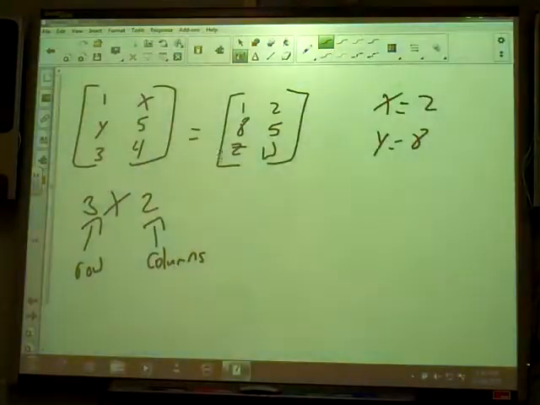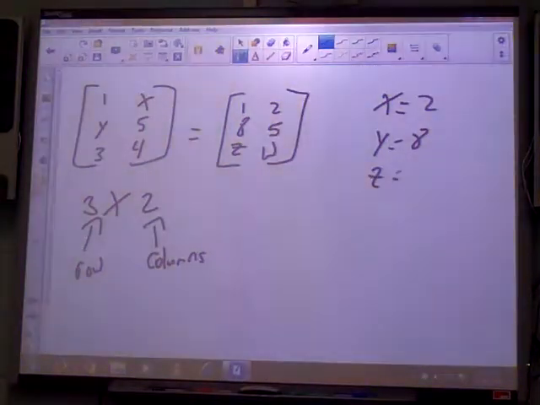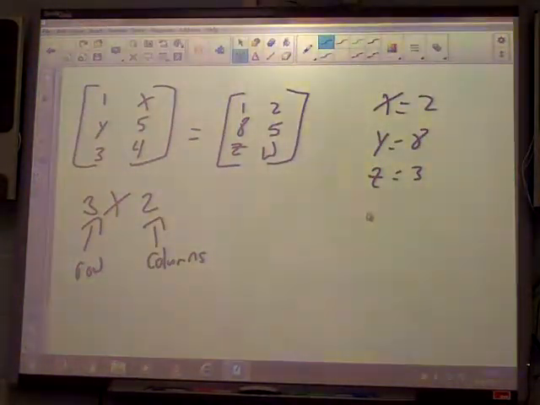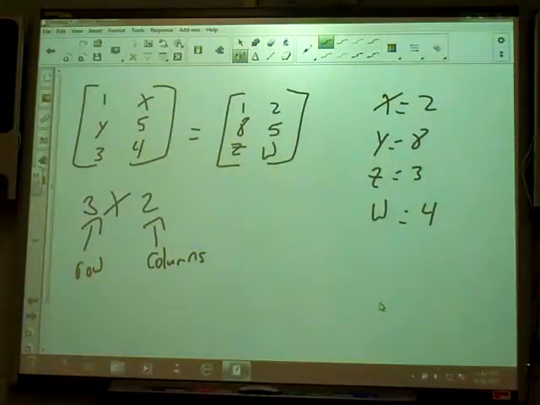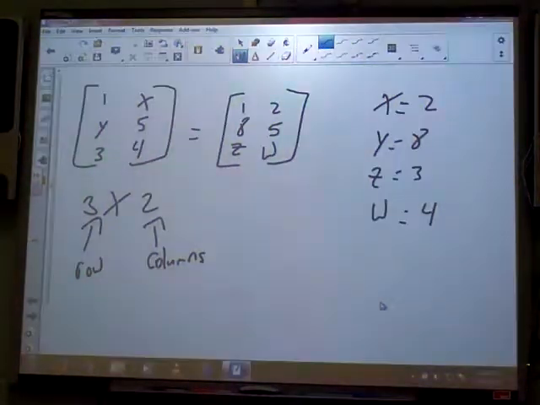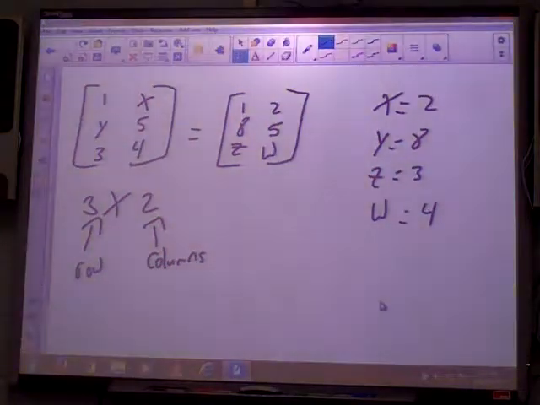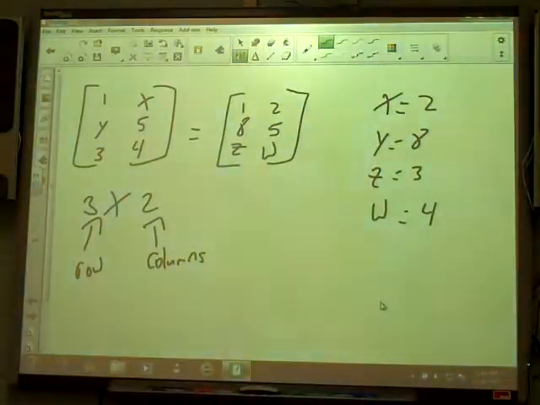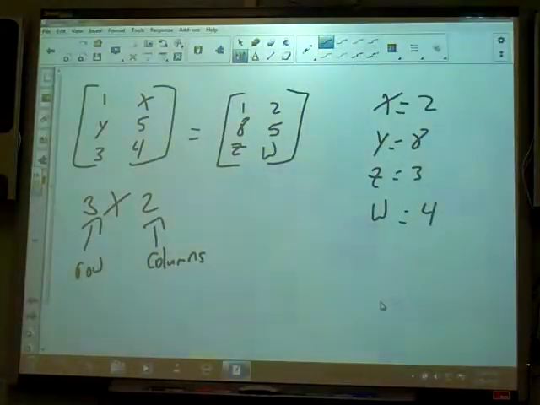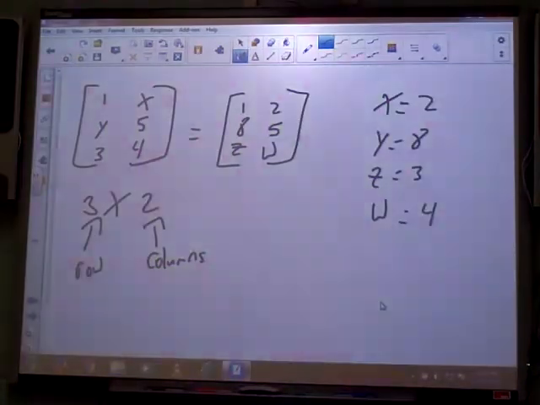Z is in the bottom left, so it equals the bottom left, which would be 3. W is in the bottom right, so it equals the bottom right, which would be 4. So pretty simple on that. Just matching spots, right? We can all match spots. I hope so. We're in trouble if we can't. It gets harder, not too much.